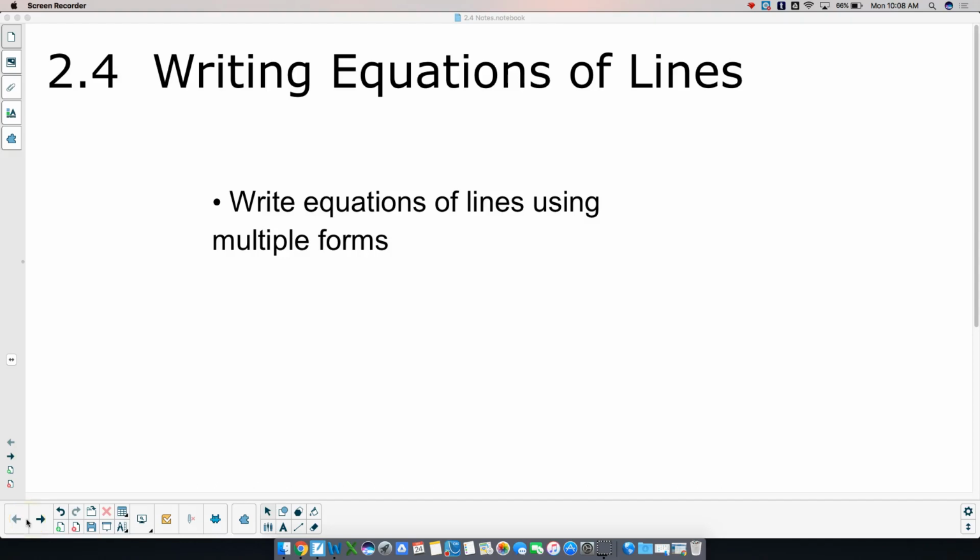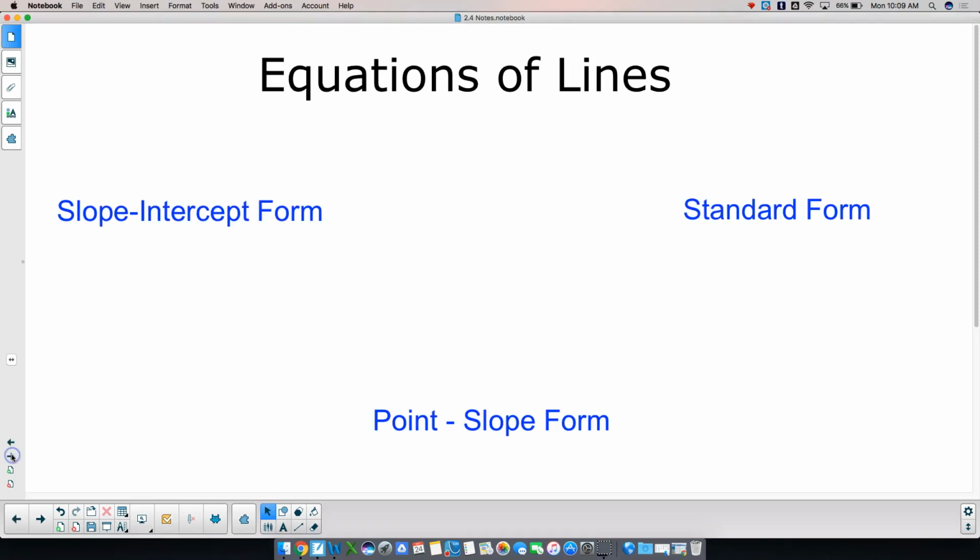Alright, so writing the equations of lines. There are going to be three different things going on today. There will be three different kinds of problems, and there will be three different tools in your toolbox. Okay? So let's start with the tools in our toolbox. First off, we have the three different forms of lines.